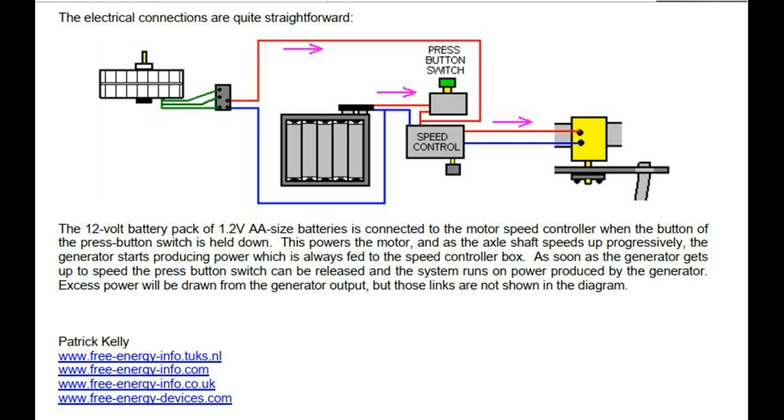The electrical connections are quite straightforward. The 12-volt battery pack of 12 VA size batteries is connected to the motor speed controller when the button of the press button switch is held down. This powers the motor, and as the axle shaft speeds up progressively, the generator starts producing power, which is always fed to the speed controller box. As soon as the generator gets up to speed, the press button switch can be released and the system runs on power produced by the generator. Excess power will be drawn from the generator output, but those links are not shown in the diagram.